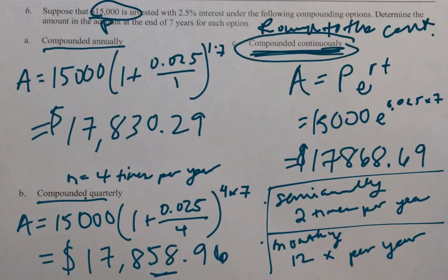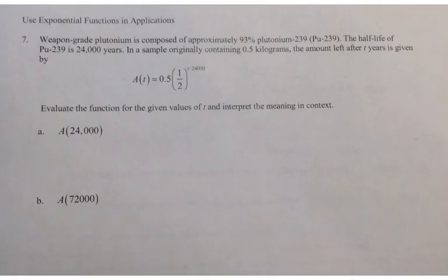So our first example involves money, interest. Our second example is going to involve half-lives. So we're going to use exponential functions and applications. In this application, weapon-grade plutonium is composed of approximately 93% plutonium-239. The half-life of Pu-239 is 24,000 years. In a sample originally containing 0.5 kilograms, the amount left after T years is given by A of T equals 0.5 times 1/2 to the T divided by 24,000.